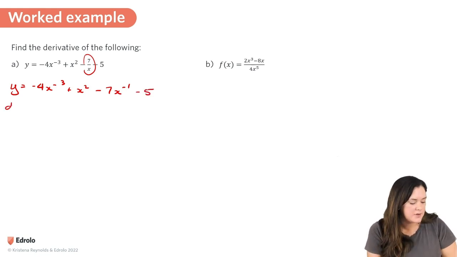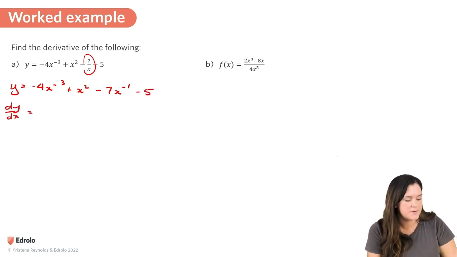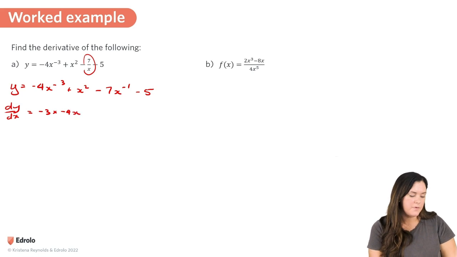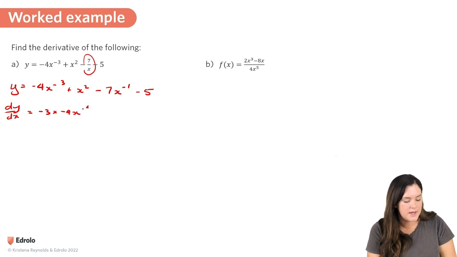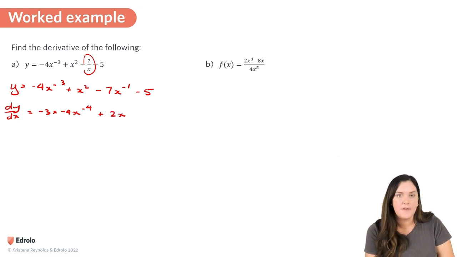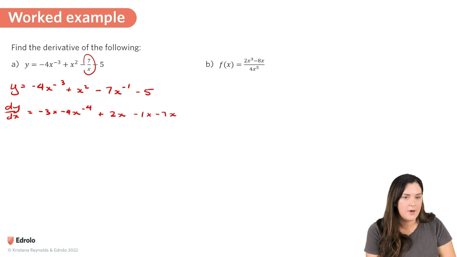So differentiating this, we write dy/dx equals, we bring this negative 3 to the front, so we get negative 3 times negative 4, and then subtracting 1 from that power. So negative 3 take away 1 becomes negative 4. The next one here we have x squared, so that just becomes 2x. The next term we have negative 7x to the power of negative 1, so we bring that negative 1 to the front. We multiply that by the negative 7, put the x there, and then we subtract 1 from that power there. So we have negative 1, take away 1 becomes negative 2. Again, this 5 is just a constant, so there's no gradient there, so we're going to drop it off.